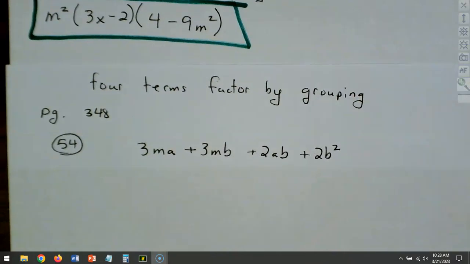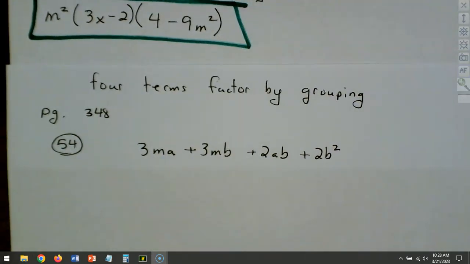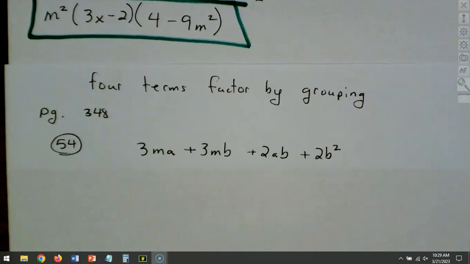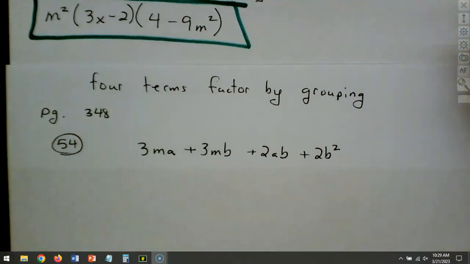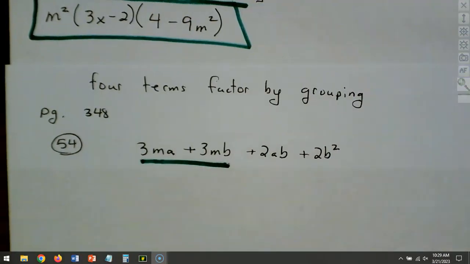So we count the number of terms, and that tells us how to proceed. And so on Thursday, we're going to learn about 3 terms and 2 terms. We start with 4 terms today, because it's actually the easiest one. And if we have 4 terms, we factor it by grouping. So we group the first 2 pieces together, and we see what they have in common.